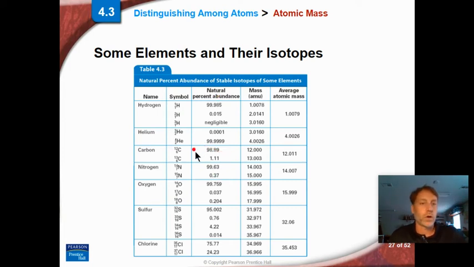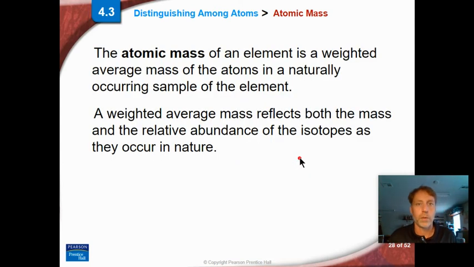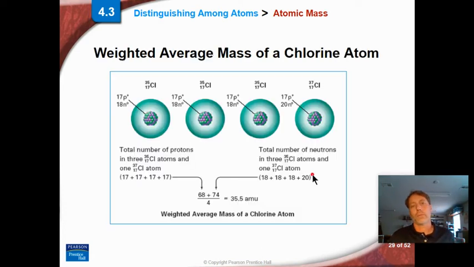Another example is carbon. 98.89% of carbon in the universe is carbon 12. But another 1.11%, not an insignificant amount, but not a lot, is carbon 13. So when you take the weighted average, where 98.89% is 12 and 1.11% is 13, the weighted average is 12.011. We'll do one of these in class together. I just wanted to give you an understanding that the atomic mass is a weighted average of all the naturally occurring atoms for that element, okay?